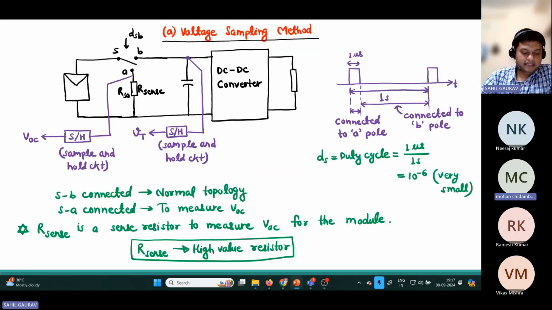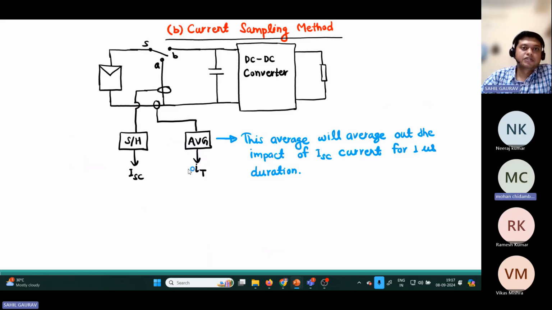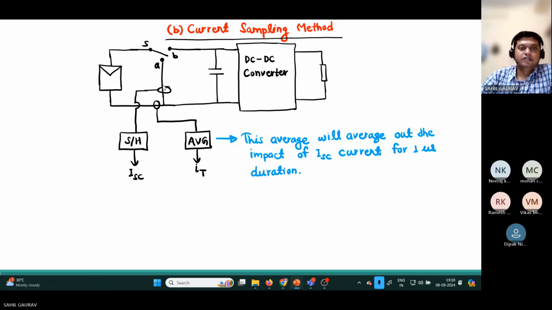Now let us see the current sampling method. In the current sampling method, we are sampling the current. Here there is no need for the sense resistor. You just have to short circuit the PV module. When the switch is connected to point A, you short circuit the PV module, and it is passed to the sample and hold circuit. So it will give the short circuit current, and this average.